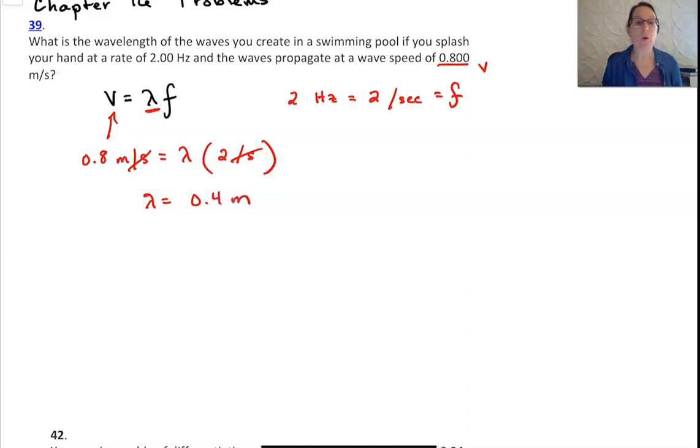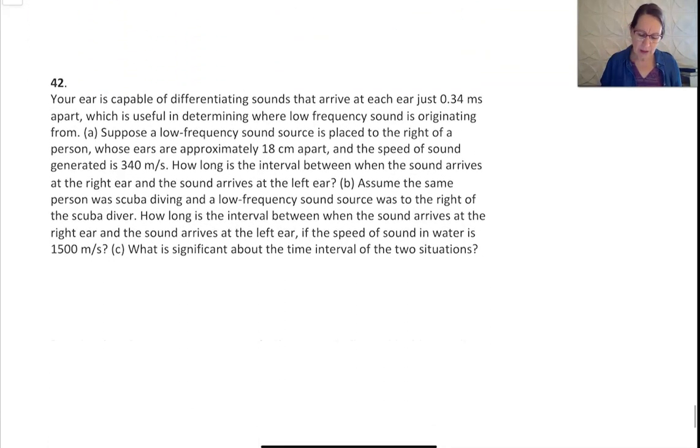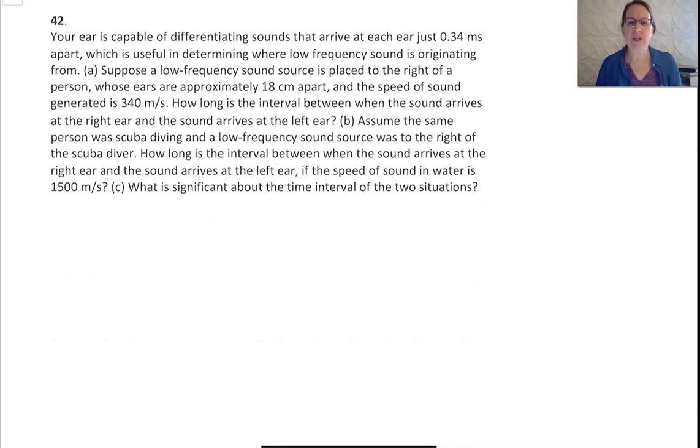So that's just a warm-up to get us started thinking about these kinds of things in Chapter 16 on waves. The next problem has a little more information, but it starts to show how sound travels differently in different media. The speed of sound in air is about 340 meters per second. In water, this is somebody scuba diving and the low frequency, the speed of sound in water is this, okay?